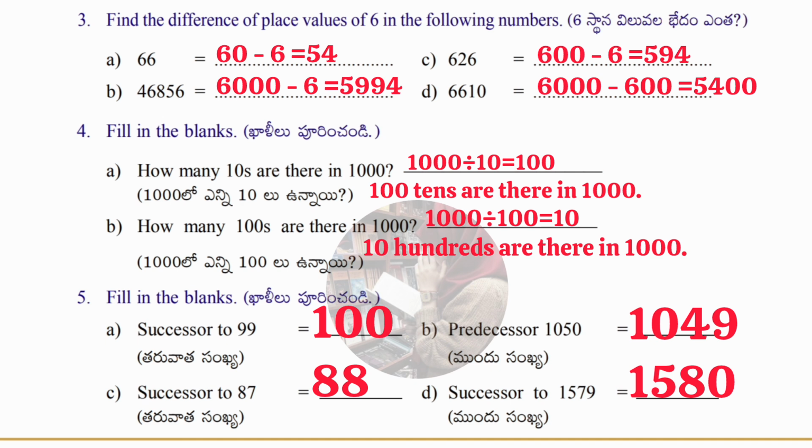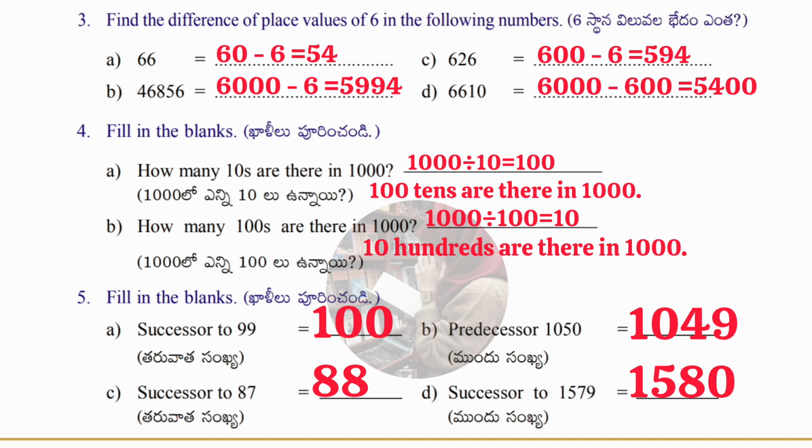Okay, so the first one is: how many tens are there in 1000? If you have to find out the tens, what you have to do is divide 1000 by 10. So 1000 by 10 is nothing but 100. So there are 100 tens in 1000.